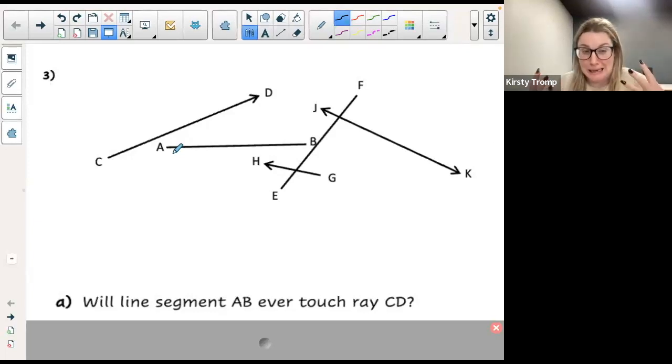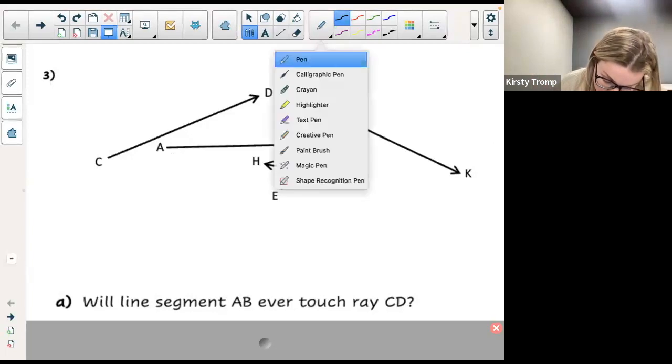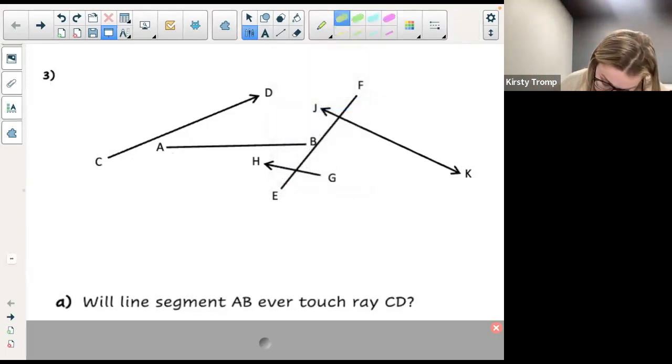Let's give it some color to make it come to life, guys. Let's put some color in here so we can see what's going on. So I'm going to break out the highlighter here. All right, here is AB. So here is our line segment AB.